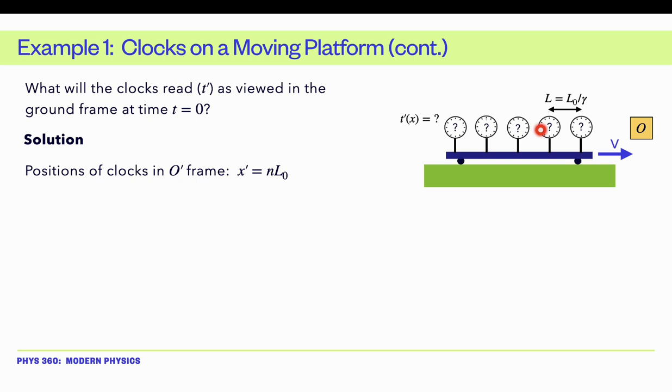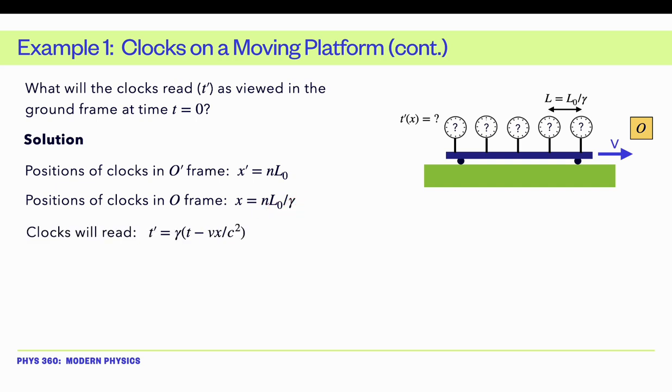Because the clocks are equally spaced, we can write their position in the frame of reference of the platform as x prime equals an integer n times L0. So when n is equal to 0, that's the center clock. The one on the right is going to be n equals 1, n equals 2, and then we'll have n equals negative 1, negative 2 to the left. We've seen that in the ground reference frame, these will be length contracted. So the positions in the ground frame at time t equals 0 will be n L0 divided by gamma. So that's the length contraction factor.